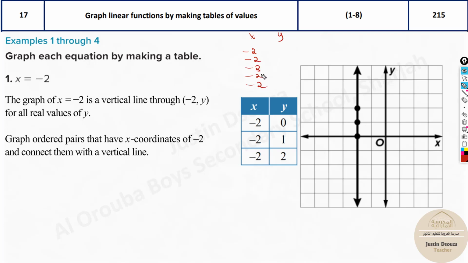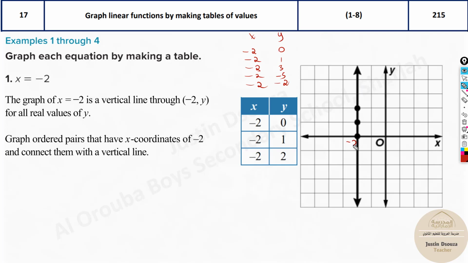I hope this is clear. You can take any value of y: 0, 1, 3, even minus 5. Everywhere the x value remains the same. If you graph this, what happens? The y value can be anything, but the x value is just at this point.